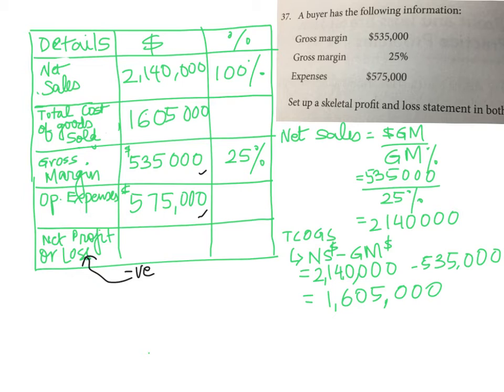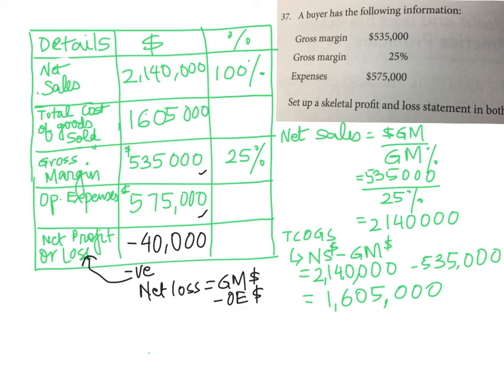So you can go ahead and calculate gross margin minus expenses, which will be equal to net profit or loss. So in this case, net loss will be equal to gross margin minus operating expense dollars, and this will come out to minus $40,000. So now you have all the factors done for the dollar column.